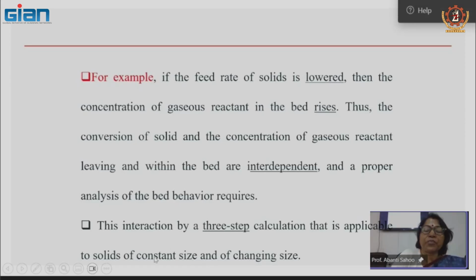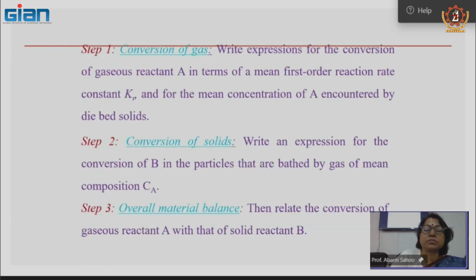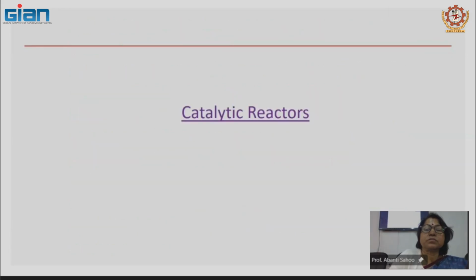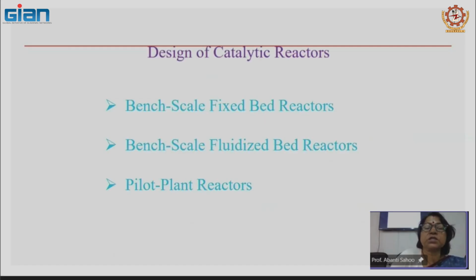We will be discussing the interaction as 3-step calculations, and numericals we will be solving. We will be moving to catalytic reactors, and then some environmental purposes, how to handle the pollutants; that part we will discuss. For catalytic reactors, there can be 3 types: bench scale fixed bed reactors, bench scale fluidized bed reactors, and then the pilot plant reactors.